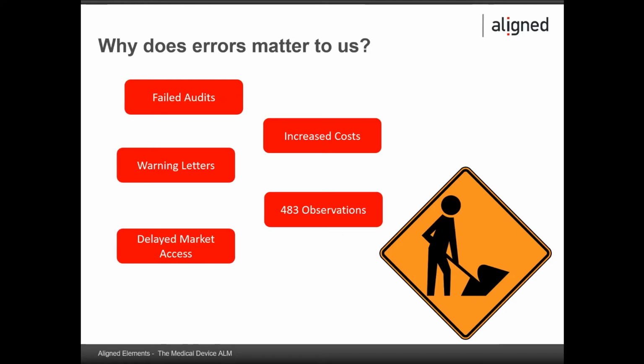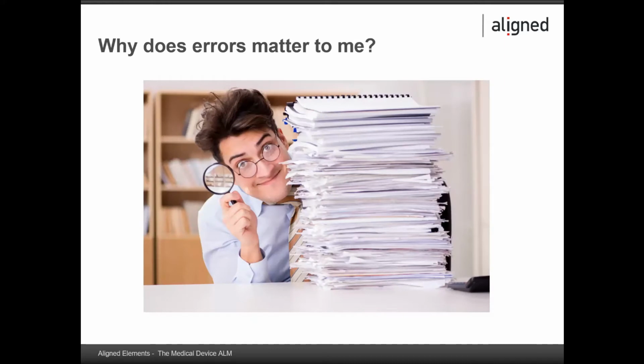So if these documents turn out to be erroneous, what are the consequences? Well, we might run into failed audits, we might receive warning letters, 483 observations. In the end, this is going to lead to increased cost and delayed market access. But for the people that really work with this, it's going to lead to more work, right? And that level of work, that matters to me.